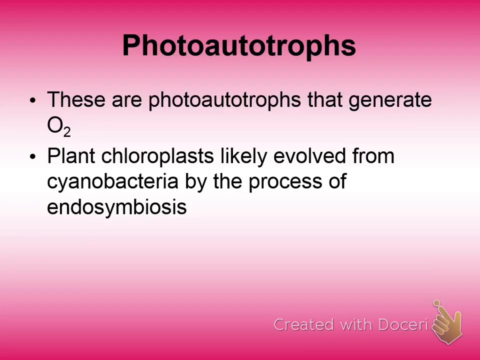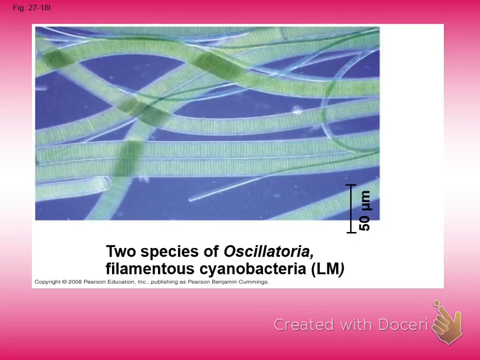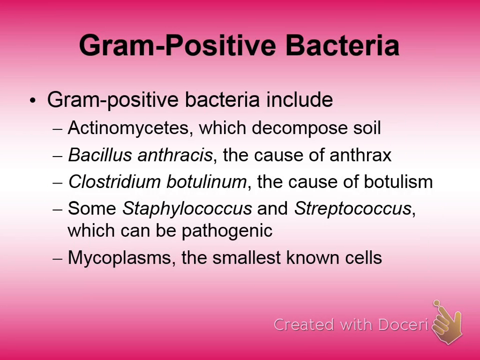So, photoautotrophs, chloroplasts. They produce oxygen. They need carbon dioxide to work, and they are also put together by a symbiosis relationship. Another picture of plants. Gram-positive bacteria, actinomycetes. These decompose soil. Bacillus anthracis. This causes anthrax. Clostridium bacterium. This is botulism.